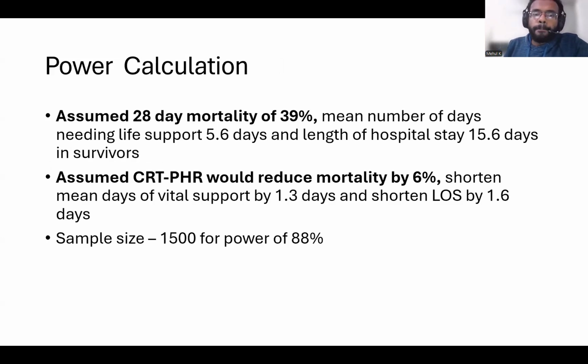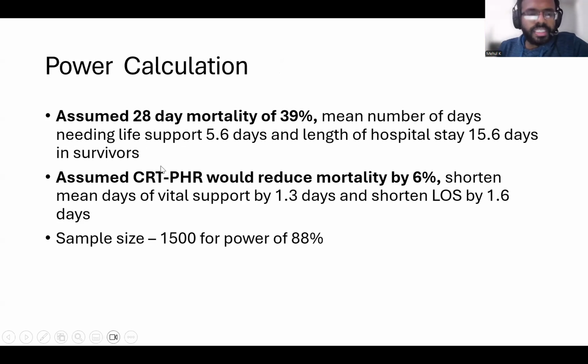Power calculation: how did they calculate the sample size? They assumed a 28-day mortality of 39%. How did they get this? They got it from the original Andromeda Shock trial. So that was how they came up with that number.